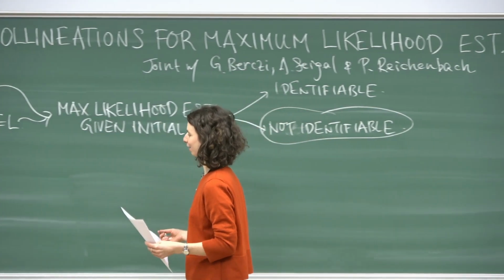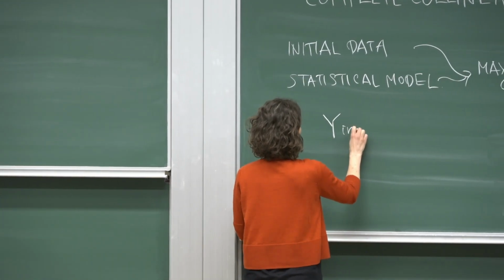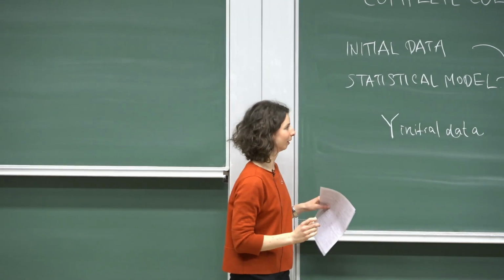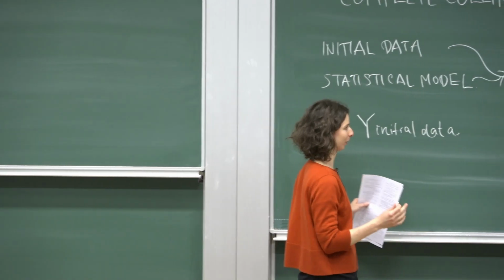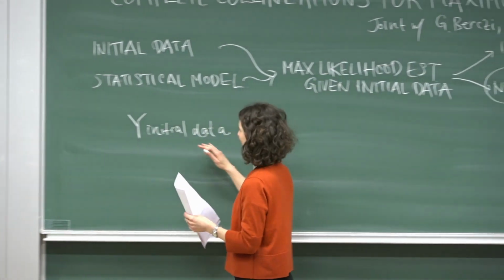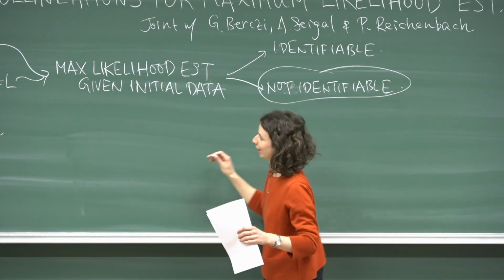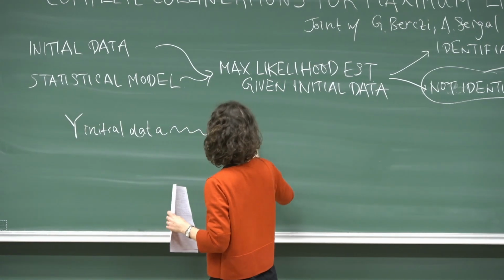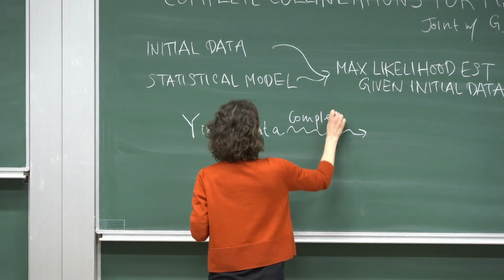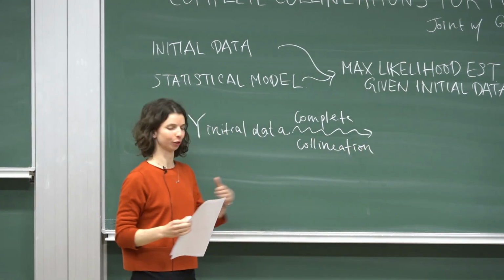And the idea is really simple. You start with the initial data, let's just call it y. I'll be more precise about what y is later on, but I just want to tell you the idea. This is where complete collineations come in. We start off with some data that is badly behaved in the sense that the MLE given that data is not identifiable. Then we choose a complete collineation. I'll explain what that is when the time comes. But the rough idea is that we use a complete collineation to perturb that data.